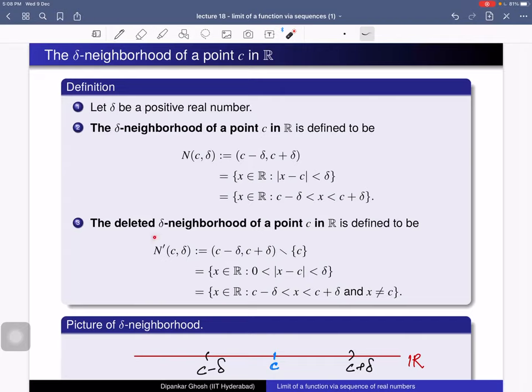And the deleted delta neighborhood of a point c, which we denote N prime of c comma delta, is just this open interval minus the singleton set c. So we are excluding this point c from the open interval. It is the collection of all real numbers such that 0 is less than the absolute value of x minus c, which is less than delta. In other words, it is the collection of all real numbers which lie between c minus delta and c plus delta, but x is not equal to c.